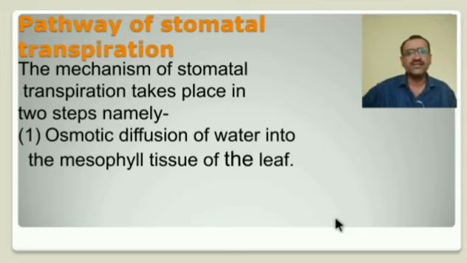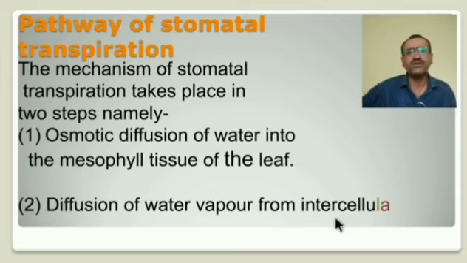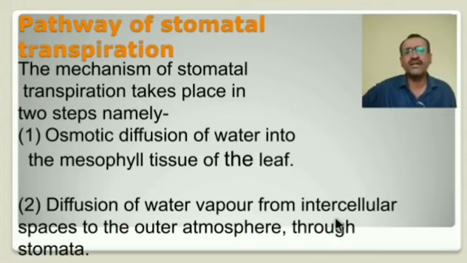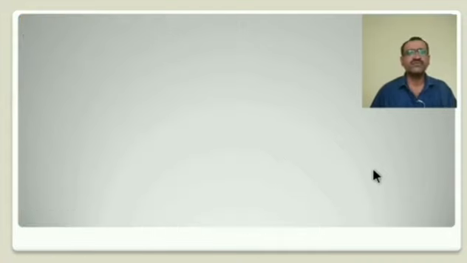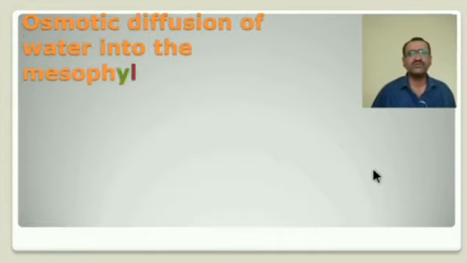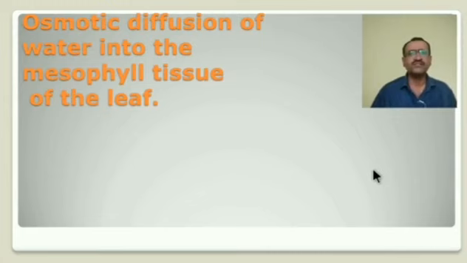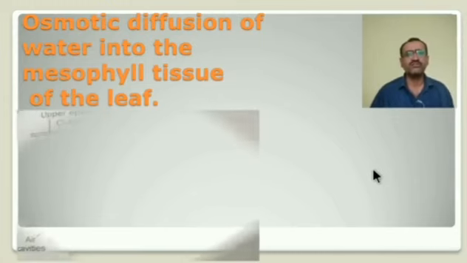And the second one is the diffusion of water vapor from intercellular spaces to the outer atmosphere through the stomata. These are the two ways through which water vapor can be transpired into the atmosphere. Okay, let us see one by one. First is the osmotic diffusion of water into the mesophyll tissue of the leaf.